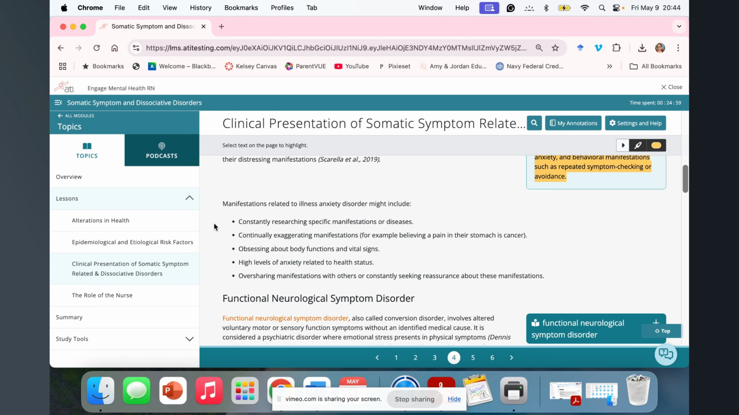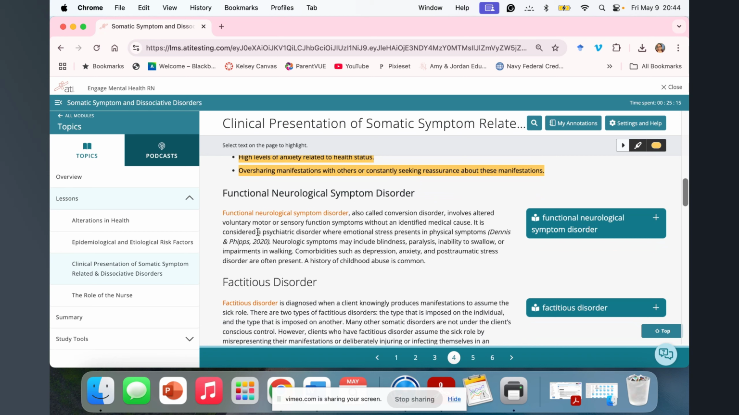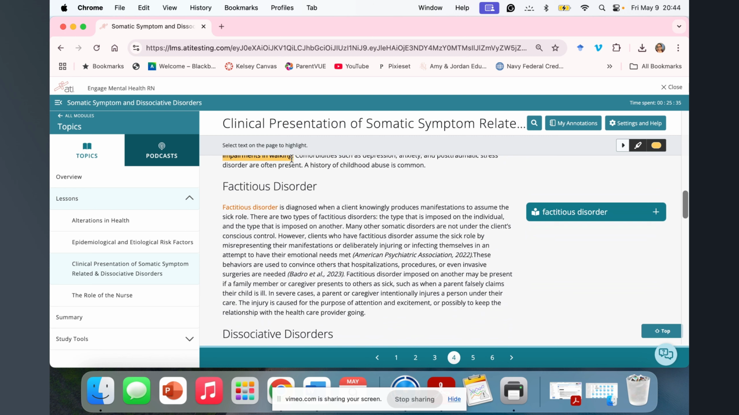Obsessing about body functions and vital signs, high levels of anxiety related to health status, oversharing manifestations with others, or constantly seeking reassurance about these manifestations. Okay, please make sure that you're aware of these things. When we talk about functional neurological symptom disorder, this used to be called conversion disorder. Remember that for this, they may have some neurological symptom that is not based in any sort of physiological concern. Okay.